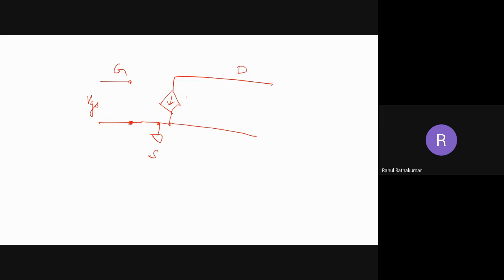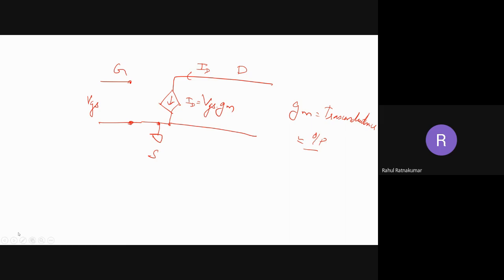So what is this VGS? This is nothing but some current ID. So here ID is represented using a voltage controlled current source. So we can say GM into VGS. So what is GM? GM, we have discussed, is the transconductance. Transconductance, we know what trans means, input and output. So this is something output. So GM is the transconductance.